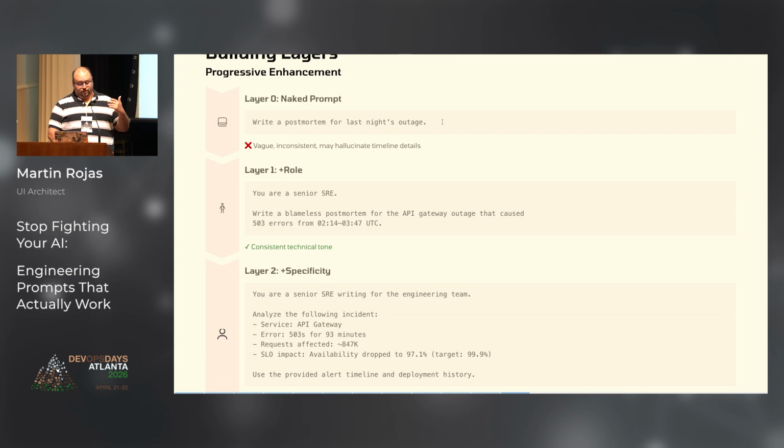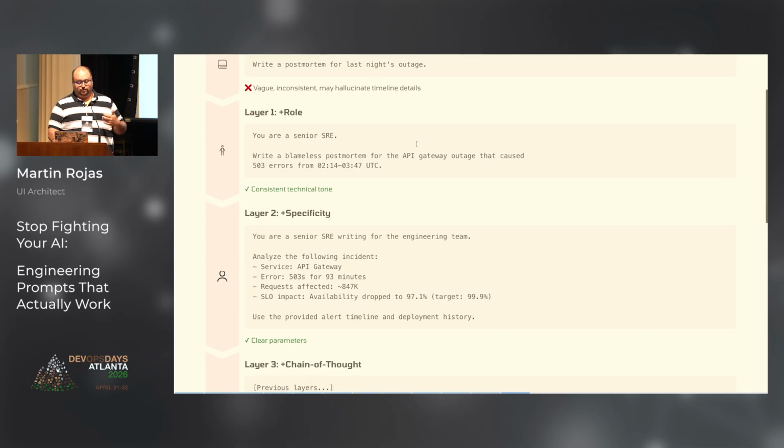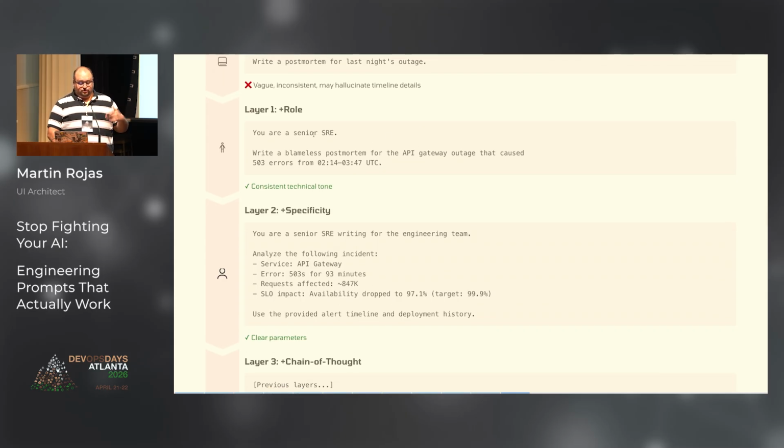Like we started, "write a prompt." That's in there, but it's not really going to get you much. First, you put in a role, right? Like "you're a senior SRE," write best practices for this cost.